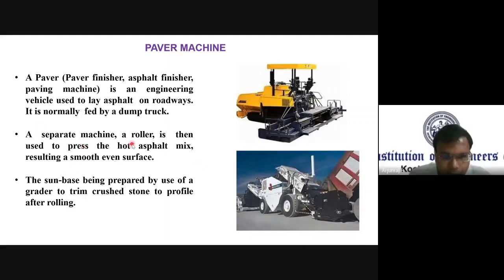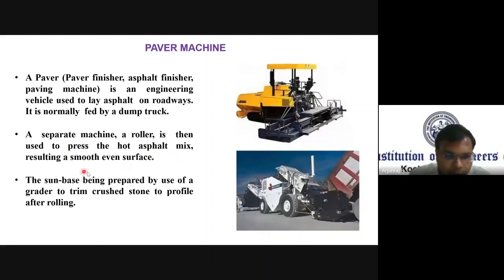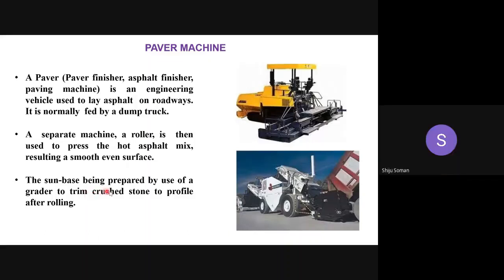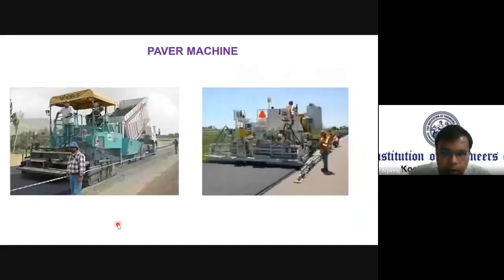You have a separate machine, a roller, which is used to press the hot asphalt mix, resulting in a smooth, even surface. The subbase is prepared using a grader to trim the crushed stone to a profile after rolling. So here it is used for a complete mix, and you can go for complete road construction as well. You see, this is what I told you. You can also use it for extending the road, or even for new road construction, where the size is going to be higher. Okay.